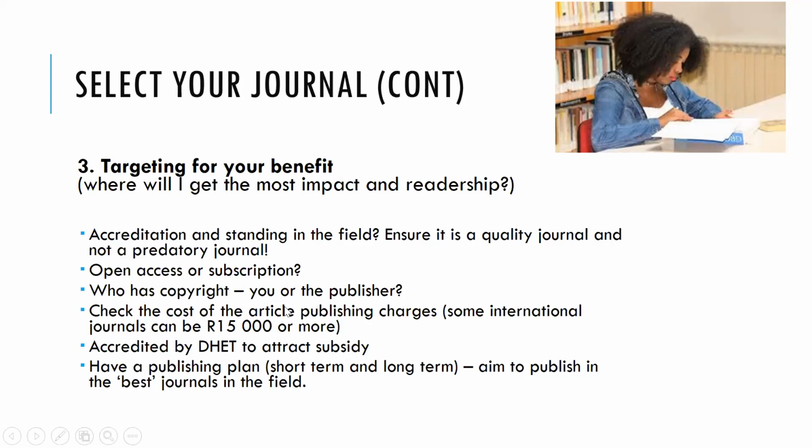You need to check the cost of publishing. The article publishing charges can be very high in some instances, and you need to make sure it is, at least in the South African context, accredited by DHET in order to get some subsidy for your university. Usually DHET will pay the university some money, 60 or 70,000 Rand for every article that is published. And depending on how your university works, that money might come to you, or it might go to your supervisor, or it might just go to the general department. So that's also an issue to think about. And then having a publishing plan is what we've talked about.